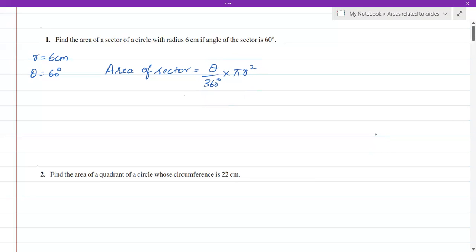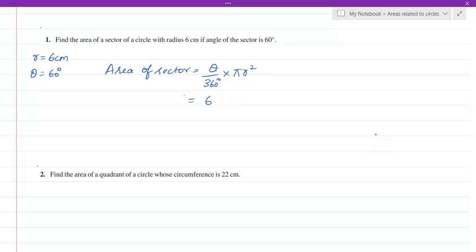In that case you have to use the other formula, that is 360 degrees minus theta divided by 360 degrees into pi r square. This is the formula that you're going to use. If the reflex angle, that is, an angle greater than 180, is given directly, you can use the first formula. If not, you have to use the other formula. Anyhow, in this case, theta is 60 degrees.